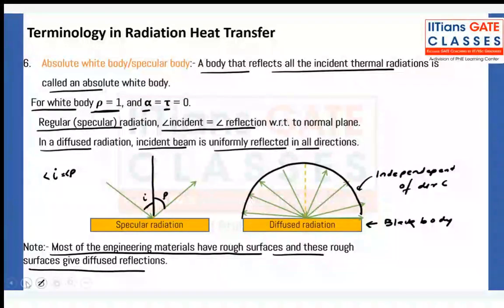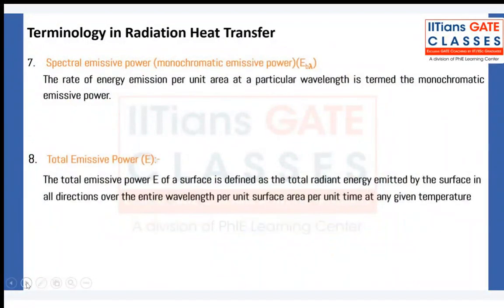Next is spectral emissive power. It is also called monochromatic emissive power. So what does it mean? The rate of energy emission per unit area at a particular wavelength is termed as the spectral emissive power. When we talk about spectral emissive power, we are talking about only one wavelength. Energy emission, you always show it by capital E.